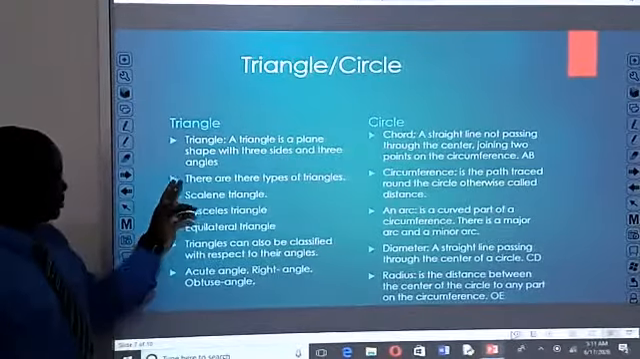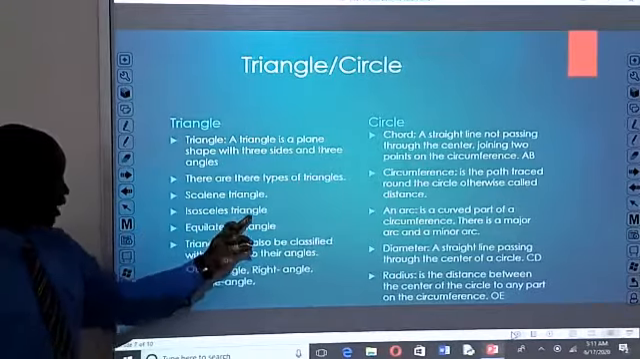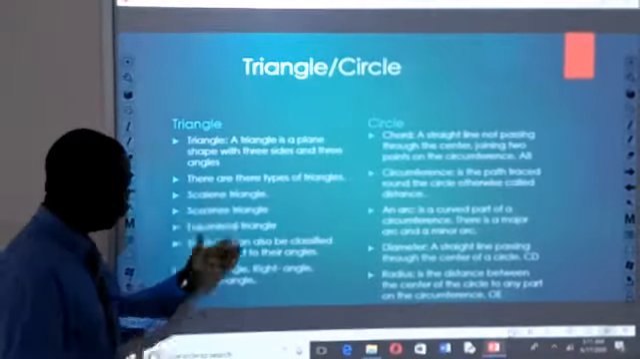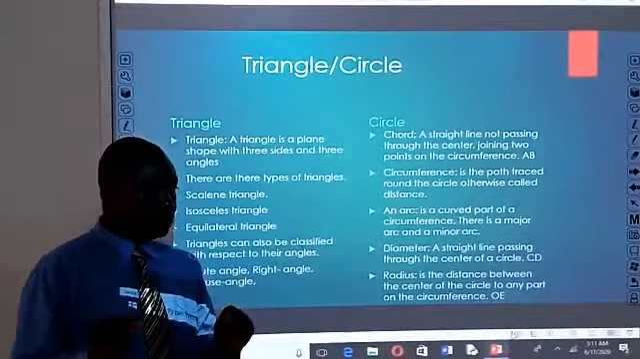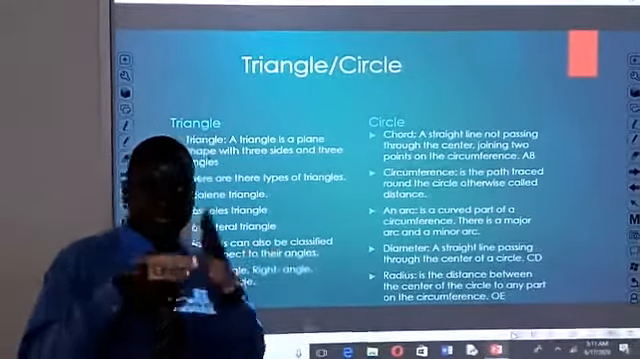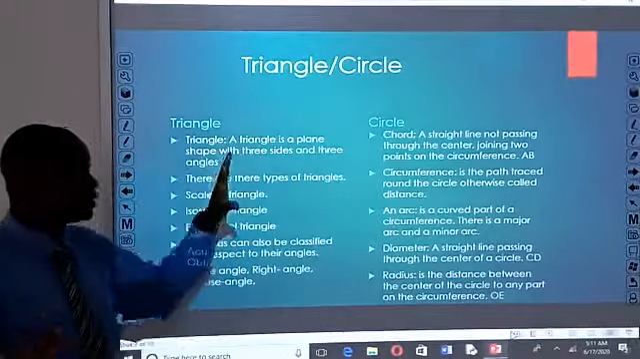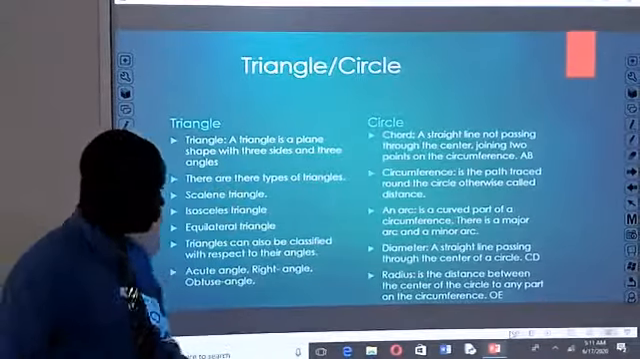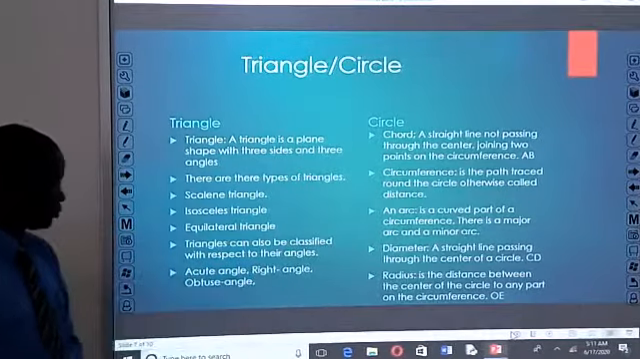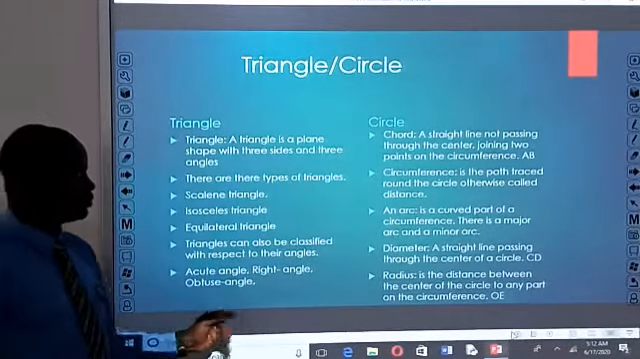Now let's look at the types of triangles. They are scalene triangles, isosceles triangles, and equilateral triangles. Now, why are we discussing them and their properties? Take note, when we are trying to look at perimeters, areas, and some other volumes, you should be able to know most of these properties. These properties will guide you when you are doing your calculation. Triangles can also be classified with respect to their angles. That is the reason why we have the acute angles, the right angles, and the obtuse angles.